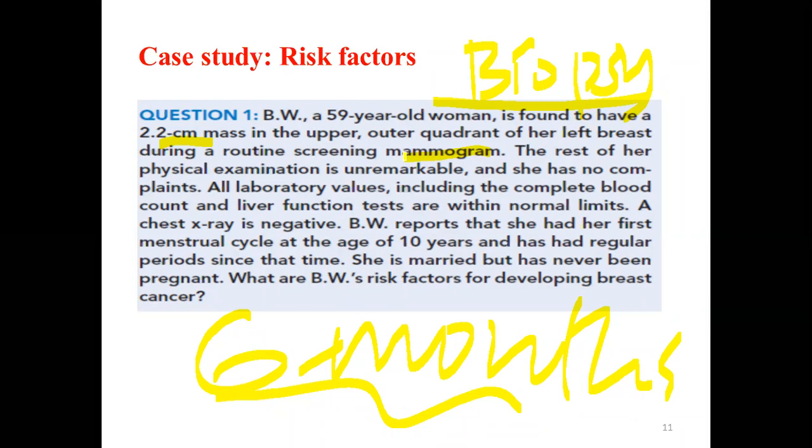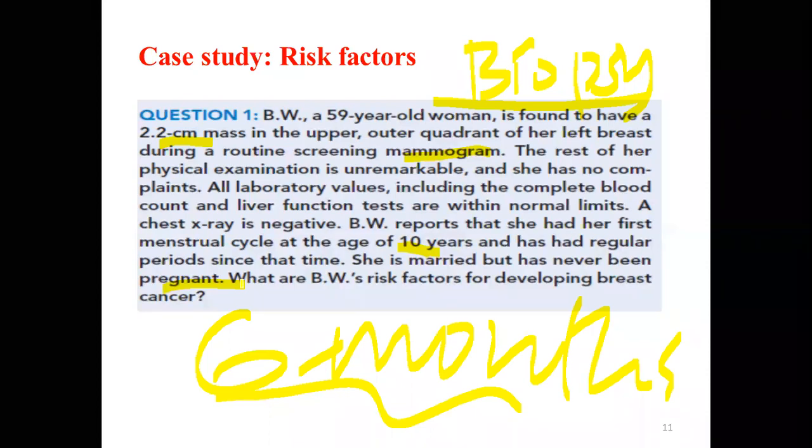BW reports that she had her first menstrual cycle at the age of 10 years and has had regular periods since. She is married but has never been pregnant. Remember, pregnancy is protective. What are BW's risk factors for developing breast cancer? What are the possible risk factors for this patient? Age, 59 years. She is older, and the mean age of diagnosis is above 50 years. Good. Any other? Nulliparity.